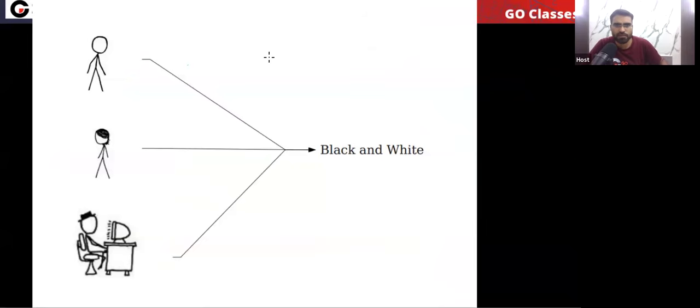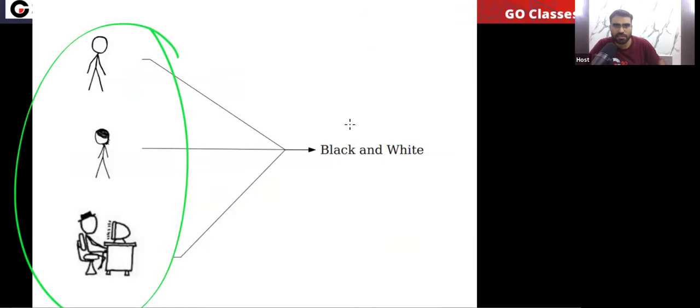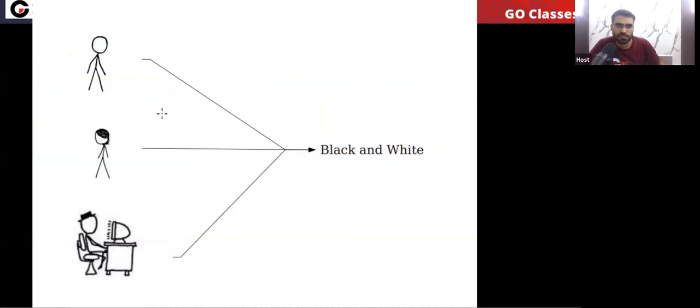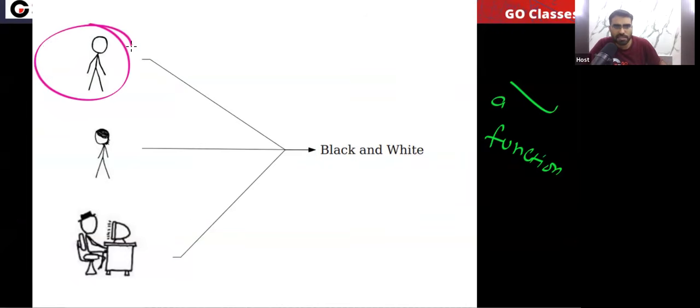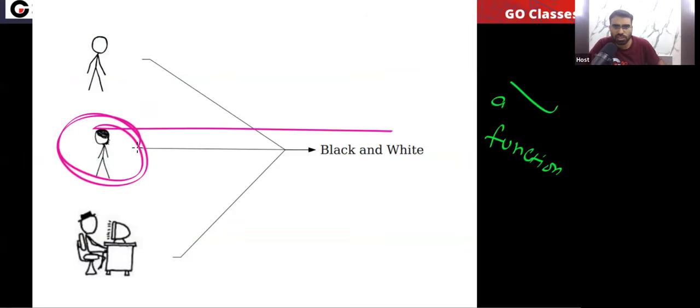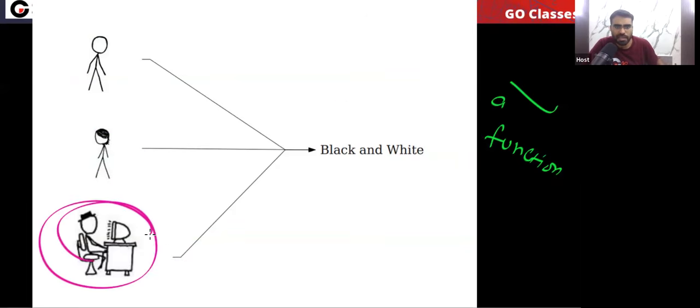What about this? Is this a function? This is the domain and this is the codomain. So tell me, is this a function? Yes, this is also a function because let's look at every element of the domain individually. This element is associated with this element. Yes or no? This element is associated with exactly one element. This element is associated with exactly one element. So every element of the domain is associated with exactly one element of the codomain individually. So yes, this is also a function.